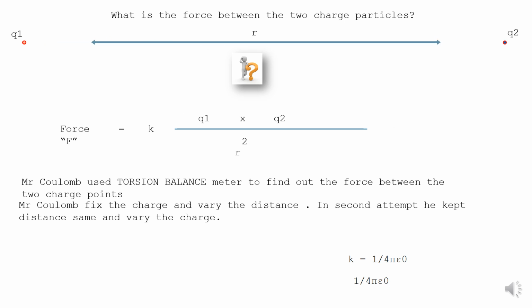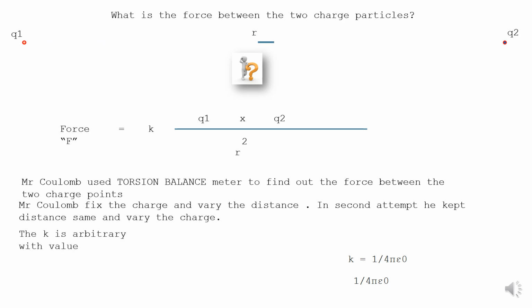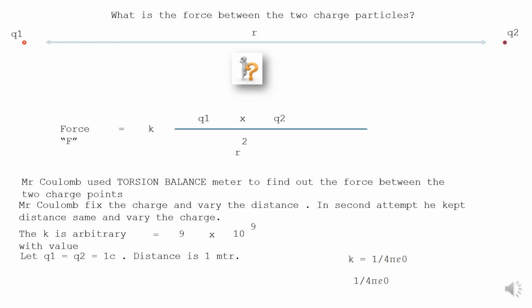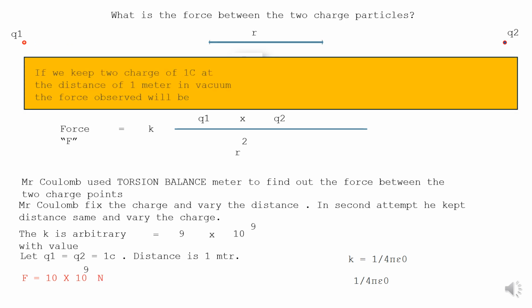Mr. Coulomb confirmed that the force between the two charged particles is an arbitrary constant K multiplied by q1 and q2, and it is inversely proportional to the square of the distance. This is Coulomb's law. What is the value of the arbitrary constant? It is nothing but 9 into 10 raised to 9. Let me verify this Coulomb's law in a different manner. I have two charged particles of 1 coulomb each, and I keep the distance 1 meter.